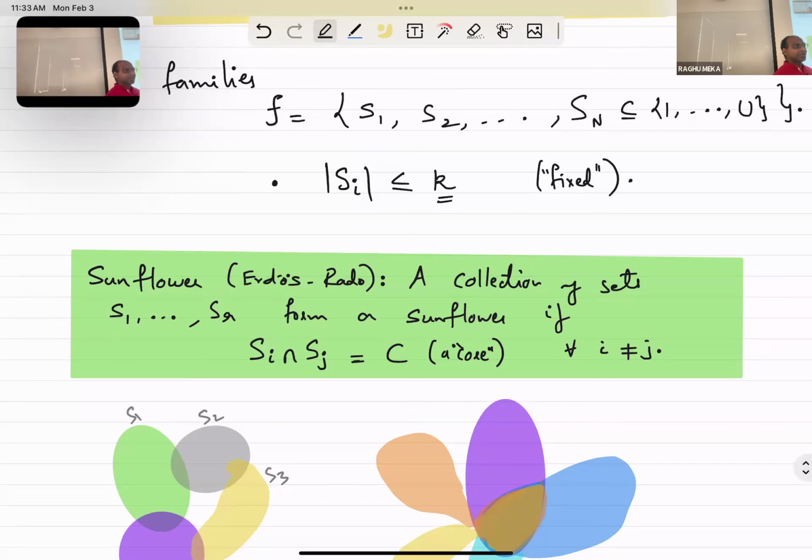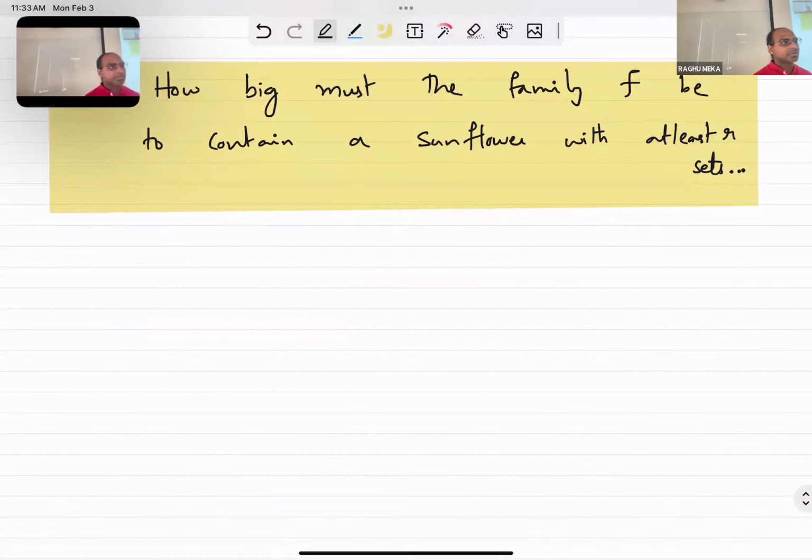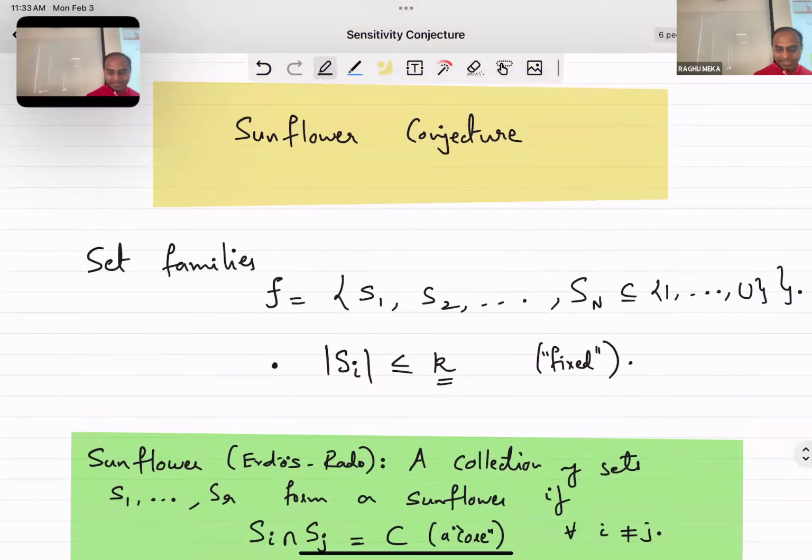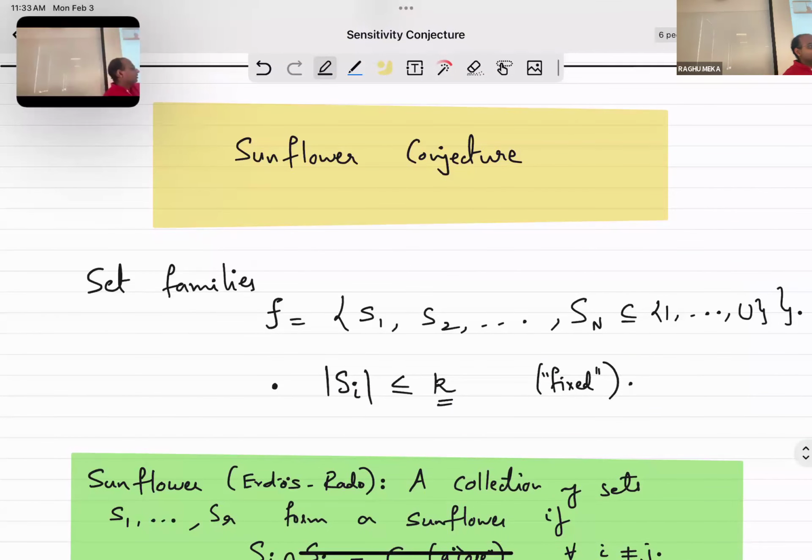Another equivalent way to think about it is: give me as many sets as possible which do not contain a sunflower. Same thing, okay? Usually we think of the positive thing because it's just easier to prove that. And this is where we think of K as a parameter matters, in that we're not going to put any bound on the universe. So the universe can be anything.